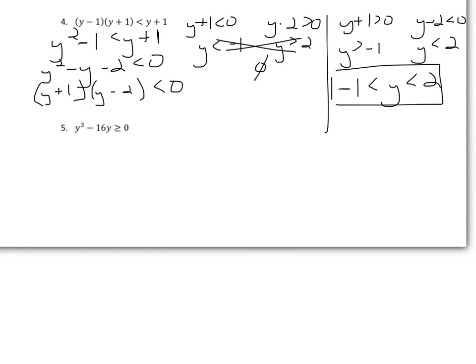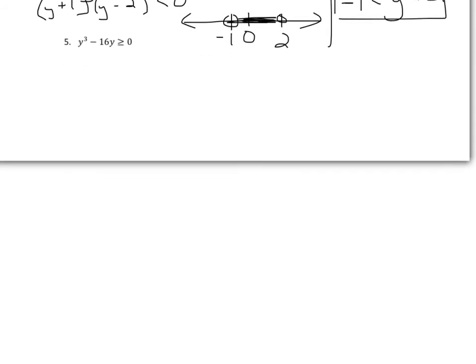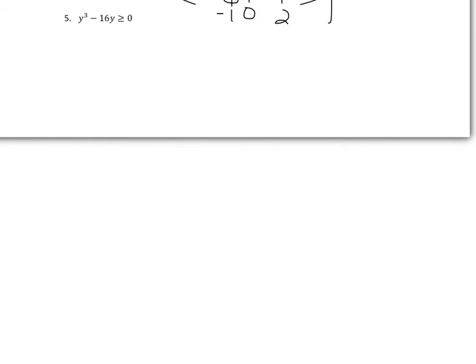To graph it, we have our 0, our negative 1, our positive 2, open circles, and fill in between them. All done. Last problem here. This is where we get the sign chart involved. A little sign chart is going to be needed because our factoring is a little more complicated. So we can start by taking out the y.